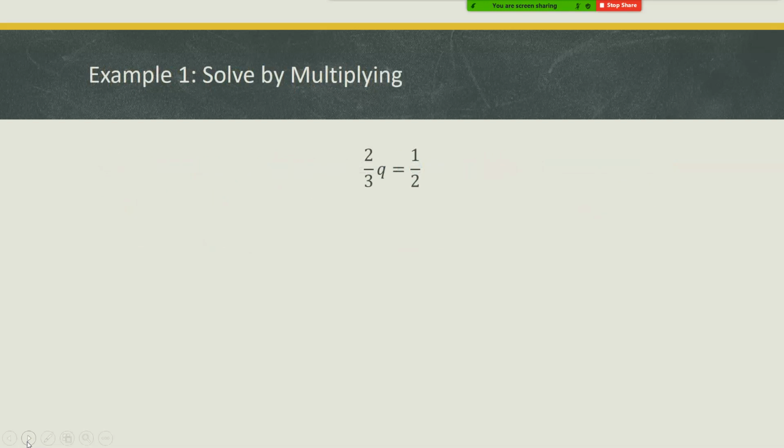So we have 2/3 Q equals 1/2. We're going to get Q by itself by multiplying. By multiplying.